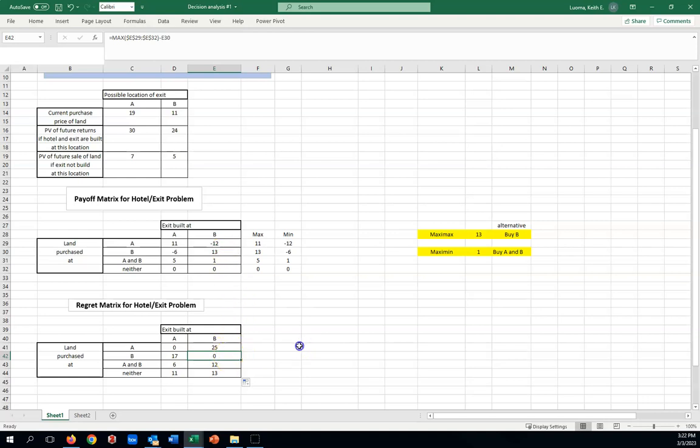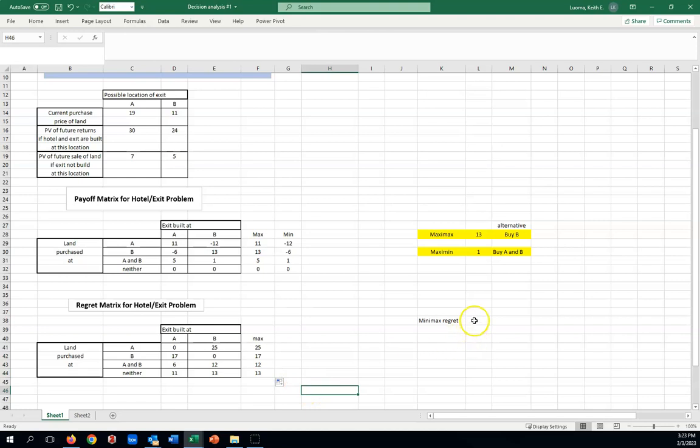So absolutely no regret. Now, the decision rule used with regret is called the minimax regret rule. So to do that, we'll go back to our regret matrix, and we'll first work out a maximum column, and then we will go and minimize it. So first let's do the maximum column, equals max. We grab the first two values. 25 is the biggest, and we go and we copy this down.